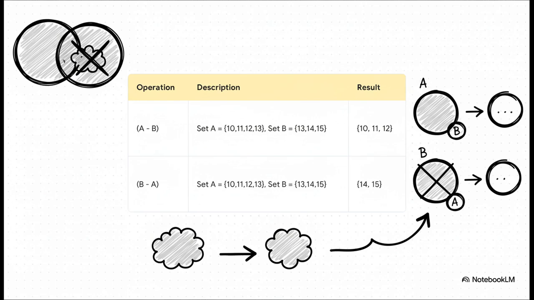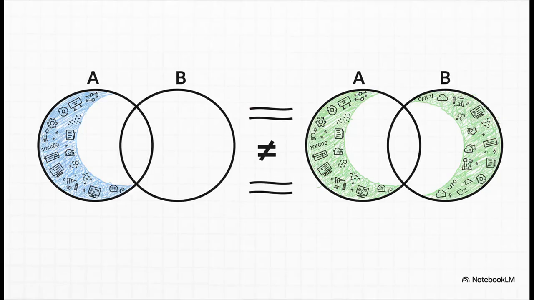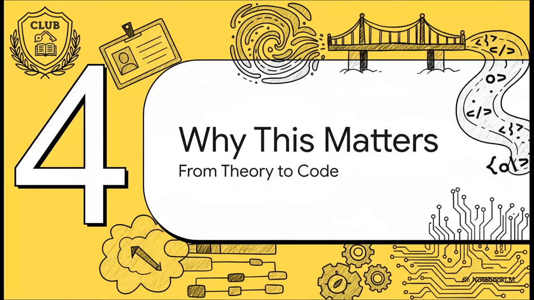See? Completely different outcomes. So if you remember one thing about set difference, let it be this: A minus B is not equal to B minus A. Unlike when you're just adding numbers, with set difference, the order you do the operation in completely changes the entire result.